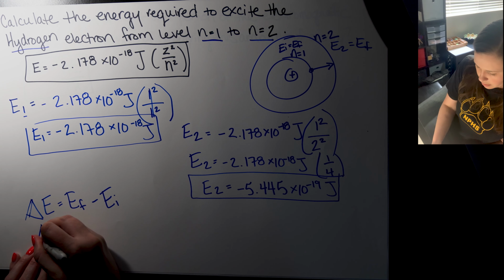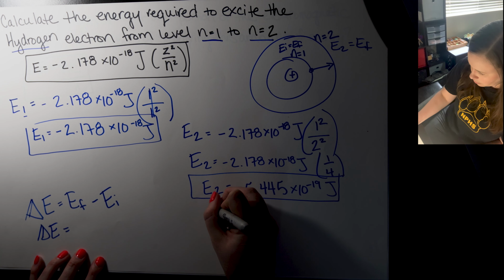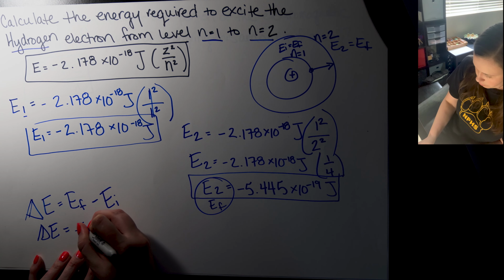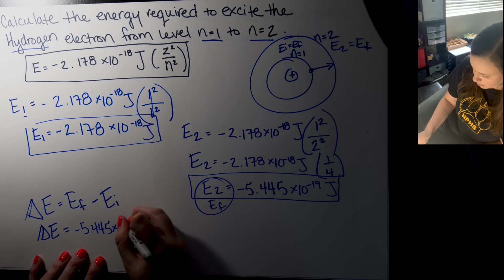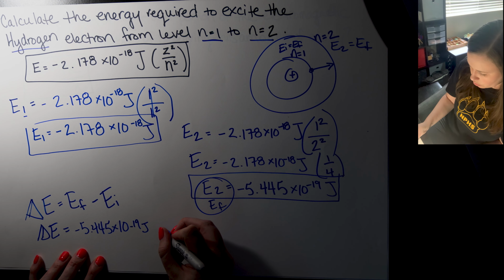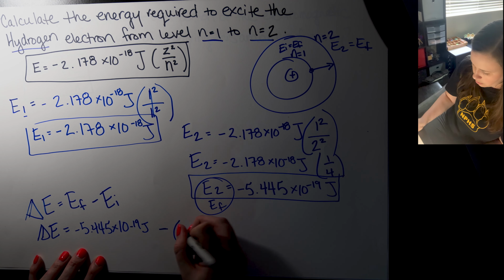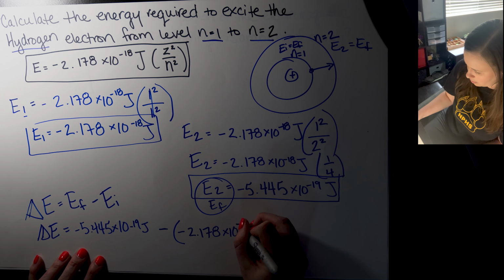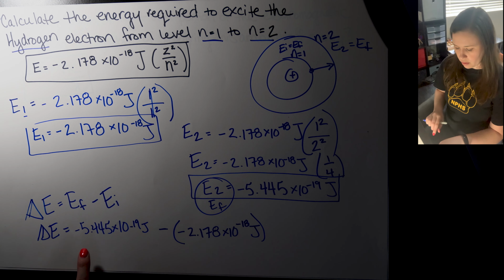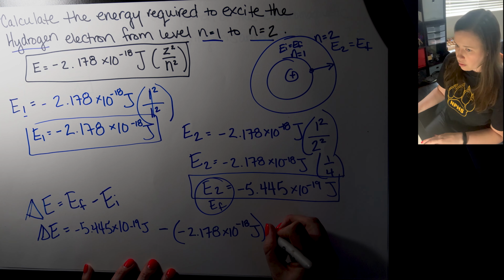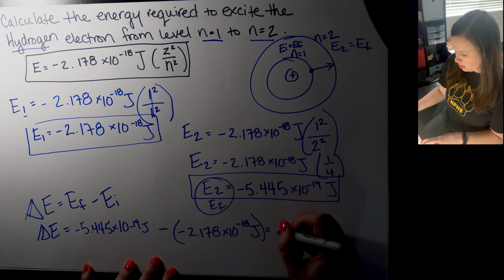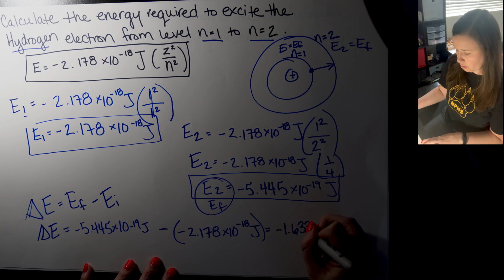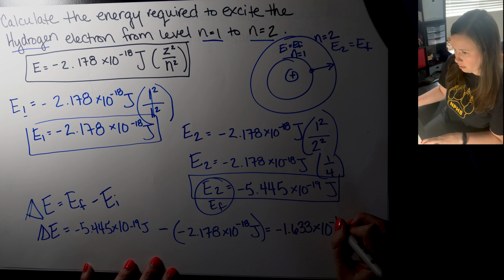So I'm going to do delta E equals my final, second energy of negative 5.445 times 10 to the negative 19th joules. And I'm going to subtract a negative, so we know what that does, minus a negative is positive, 2.178 times 10 to the negative 18th joules. So then when we do the final minus the initial, my actual energy change is 1.633 times 10 to the negative 18th joules. So that's the first part, finding the energy required to excite the electron.